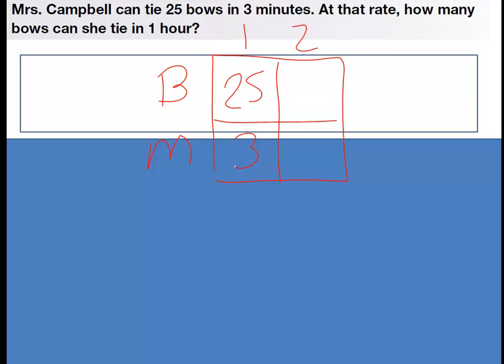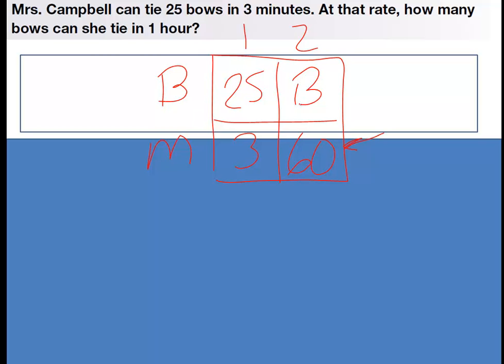So it's telling us this bottom box here is 1 hour, but because I'm dealing with minutes, I'm going to convert that hour to 60 minutes, so that I'm using the same measures. I can't mix hours and minutes. In order to do my proportion, I need to have it be the same. So I've got 3 minutes and 60 minutes. And what I don't know is up here, the number of bows that she can tie in an hour.